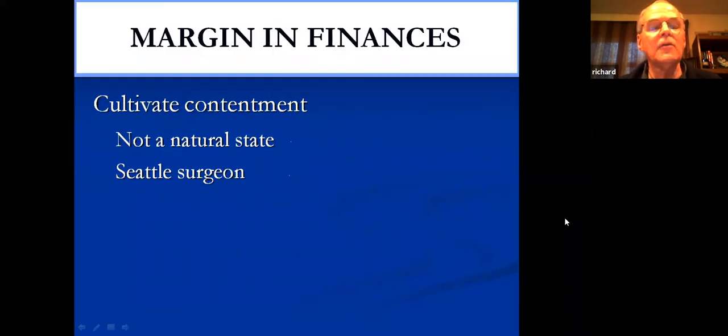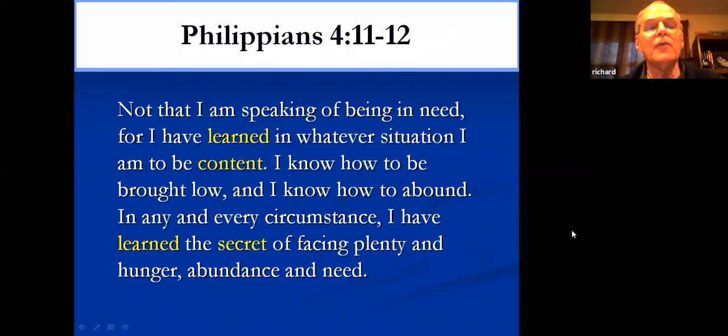And now contentment. We're going to finish up on contentment, and it touches on physical energy a little bit. But contentment is not a natural state, but it is a biblical state that is commended so often to us throughout Scripture. Philippians 4, for example, not that I'm speaking of being in need. This is Paul speaking, for I've learned in whatever situation I am to be content. I know how to be brought low, and I know how to abound. In every circumstance, I've learned, he had to learn the secret. It is a secret. I've learned the secret of facing plenty and hunger, abundance and need. And so this is a transcendent secret that he's talking about. And we should yearn for that because it is a precious, precious gift.